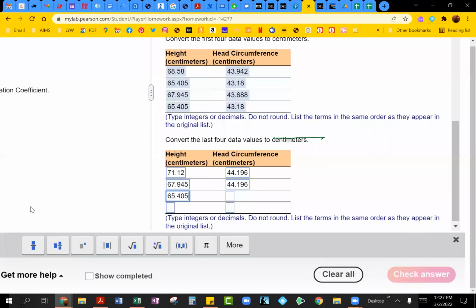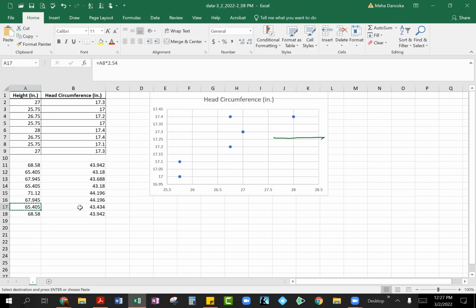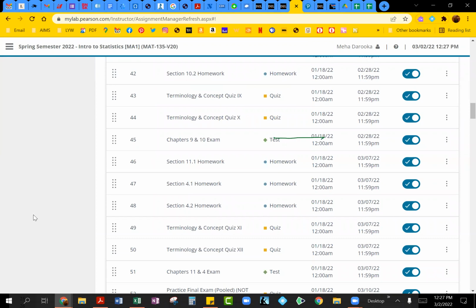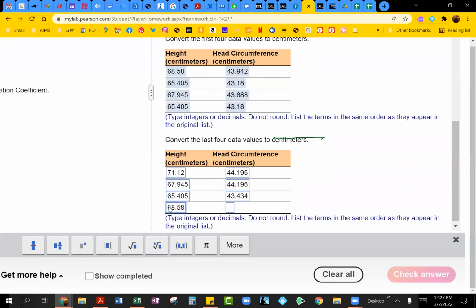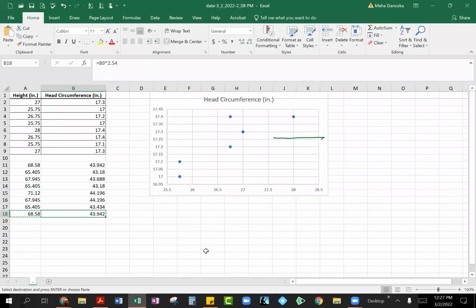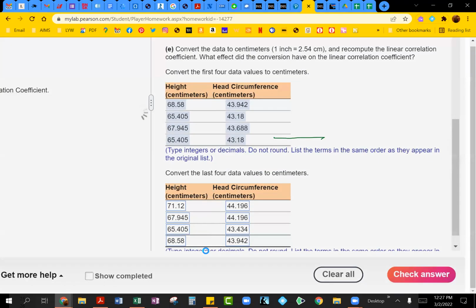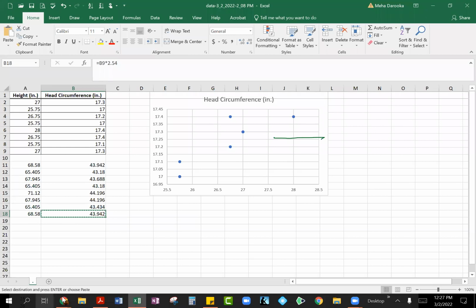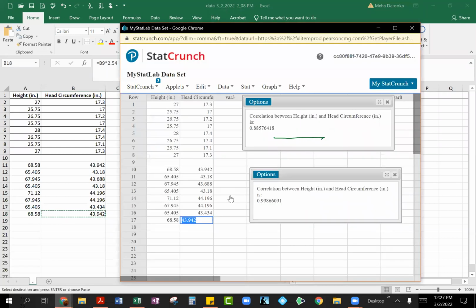Okay. And you can see, once you do these calculations in your Excel, like I said, you can use Google Sheets for the same. Okay, let's go ahead and check that. So you can see our numbers are correct. And they're having us calculate the new linear coefficient R, which this seems to be giving us.